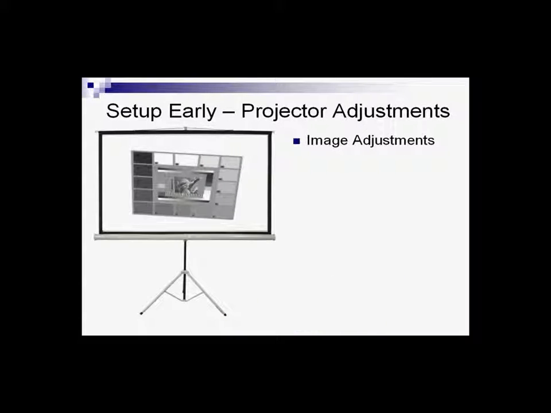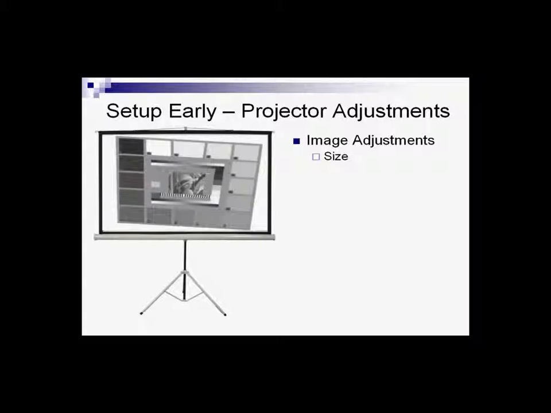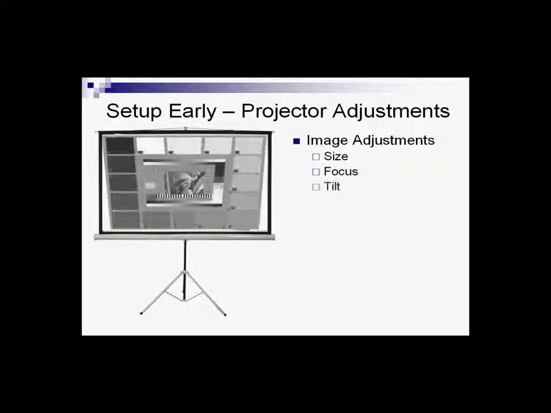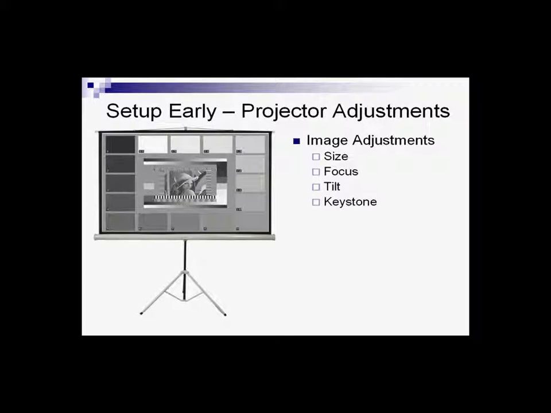It's also important to do other adjustments to the projector. First, size the image. Do this using the zoom feature on the projector as well as moving the projector forward or backward. Secondly, adjust the focus. Third, adjust the tilt. Fourth, adjust the keystone. And finally, adjust the brightness so that the images are neither washed out nor too dark.